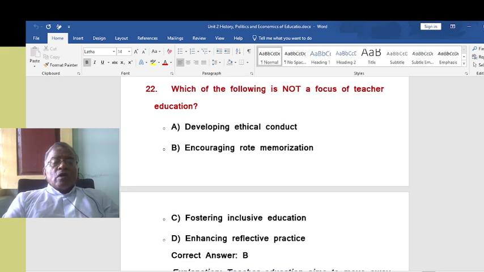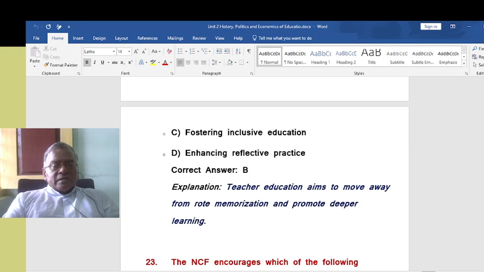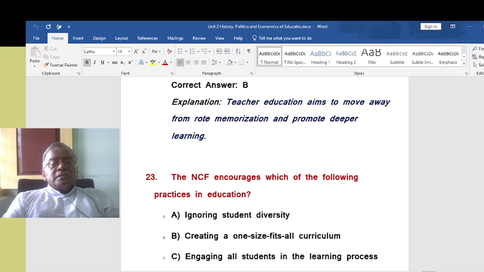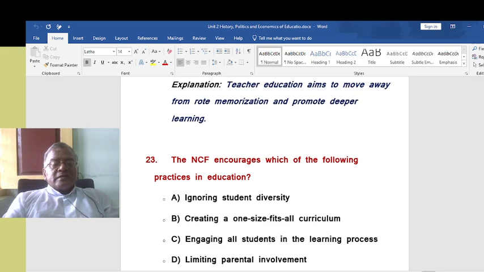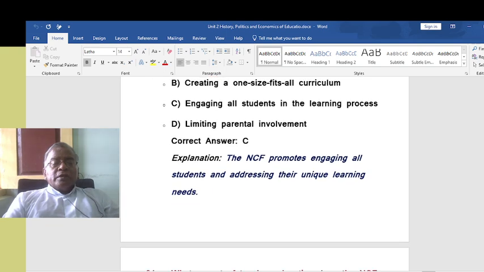Which of the following is not a focus of teacher education? That is encouraging rote memorization. Teacher education aims to move away from blind memory and promote deeper learning in the subjects. The NCF encourages which of the following practices in education? That is engaging all students in the learning process. The NCF promotes engaging all students and addressing their unique learning needs.